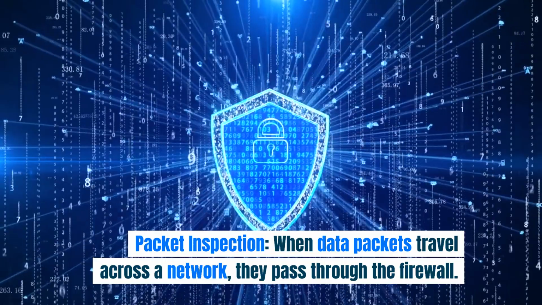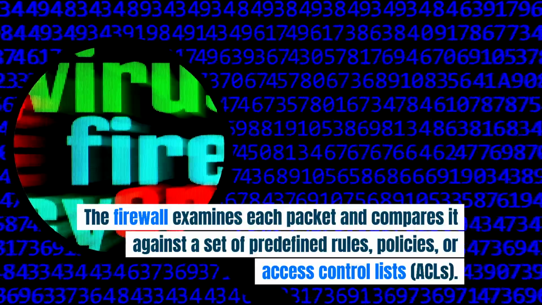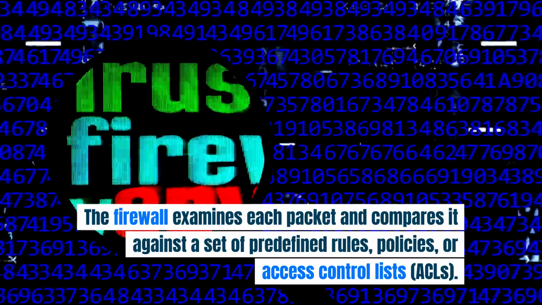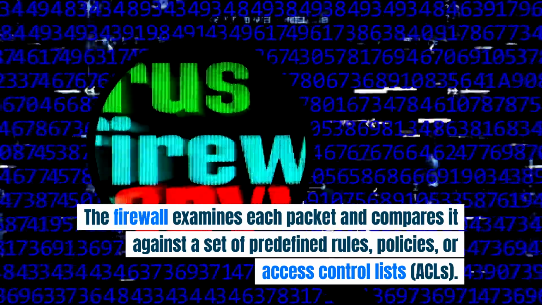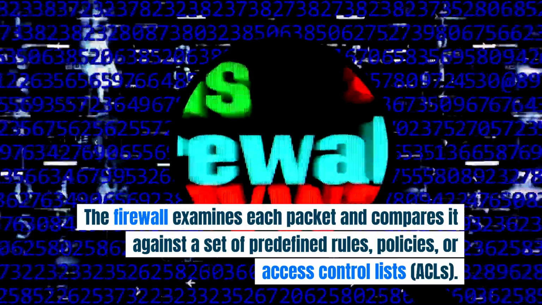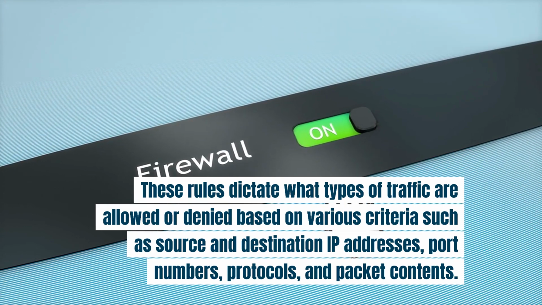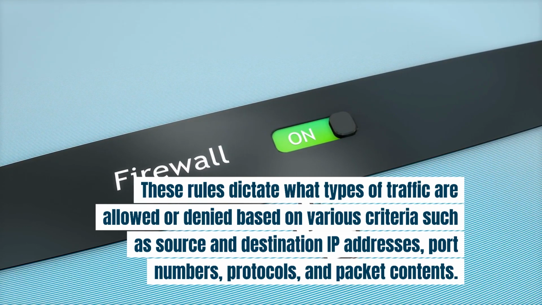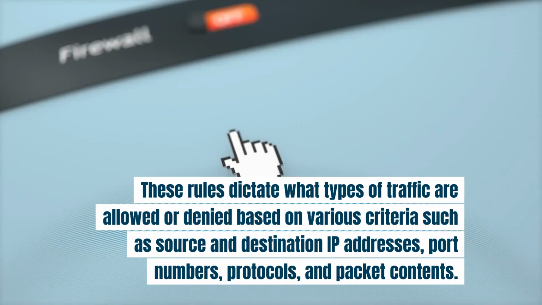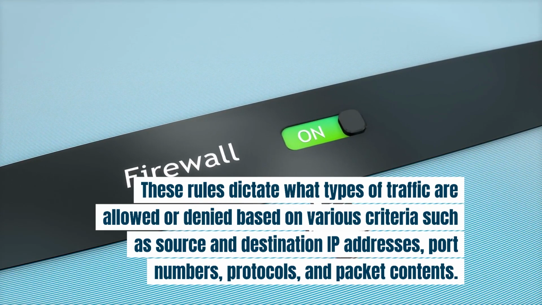Packet inspection. When data packets travel across a network, they pass through the firewall. The firewall examines each packet and compares it against a set of predefined rules, policies, or access control lists, ACLs. These rules dictate what types of traffic are allowed or denied based on various criteria such as source and destination IP addresses, port numbers, protocols, and packet contents.